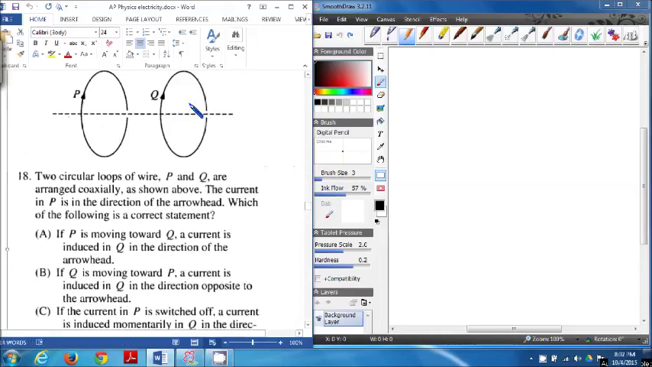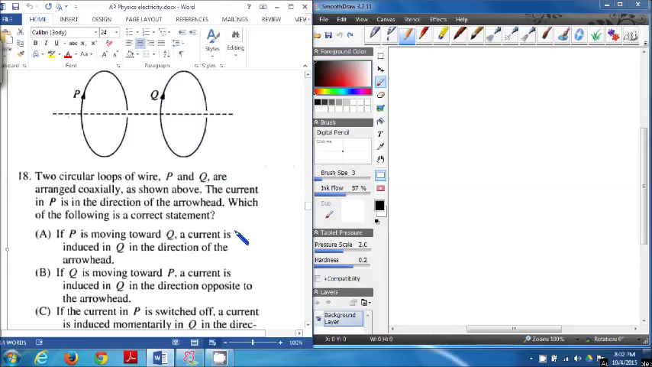So then, to oppose the increasing magnetic flux into the loop, the current has to flow in the anti-clockwise direction to create a magnetic field in the opposite direction. So it will not be in the direction of the arrowhead. So A is not the answer.